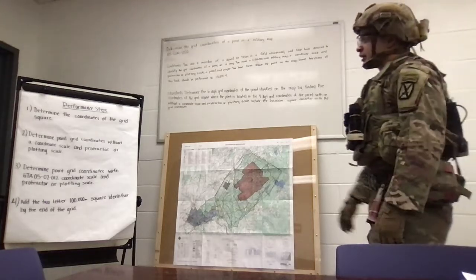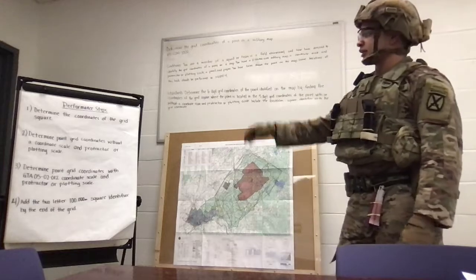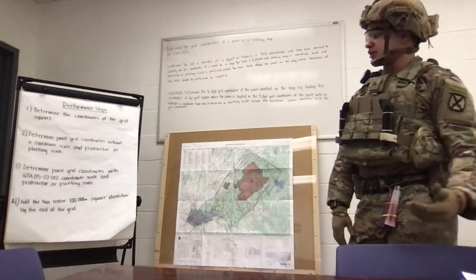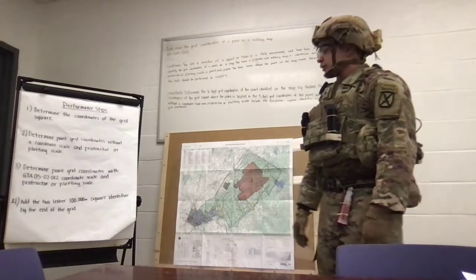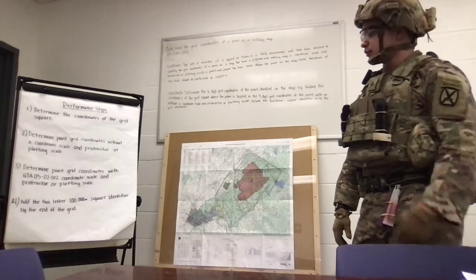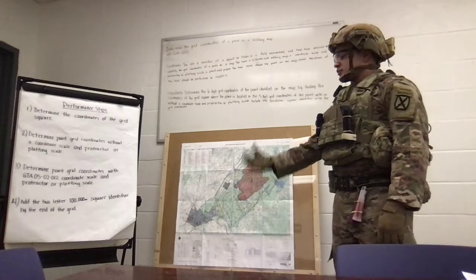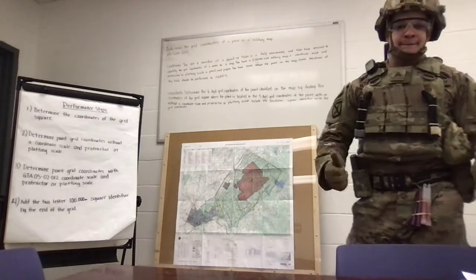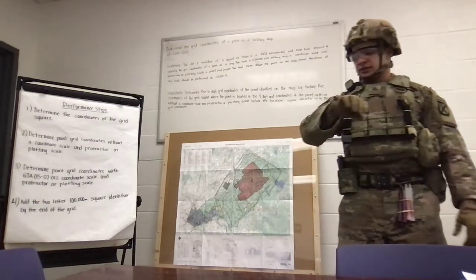Touching back on the performance steps, just to make sure you don't forget anything during this practice, we're gonna determine the coordinates of the grid square, determine point grid coordinates without a coordinate scale and protractor or plotting scale. 3rd step, determine point grid coordinates with GTA 05-02-012 coordinate scale and protractor or plotting scale. And the 4th step, just make sure you add that 2-letter 100,000 meter square identifier by the end of your grid. Everybody good to go? Okay, sweet, you have 5 minutes. Time starts now.